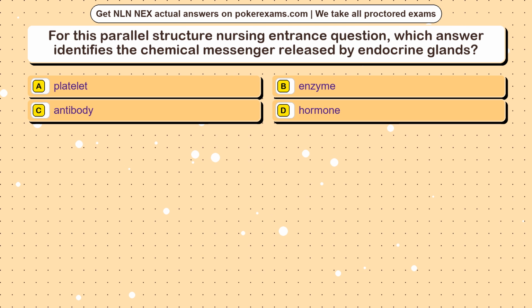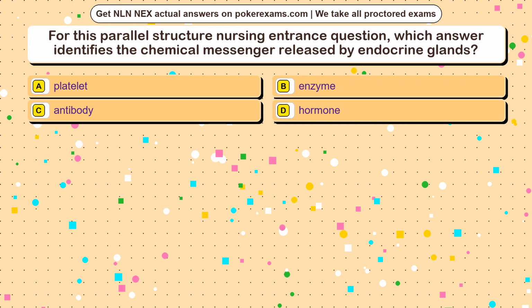Question 13. For this parallel structure nursing entrance question, which answer identifies the chemical messenger released by endocrine glands? Option A, platelet. Option B, enzyme. Option C, antibody. Option D, a hormone.